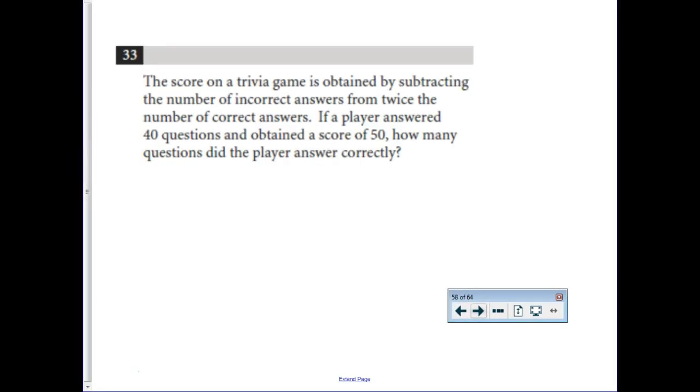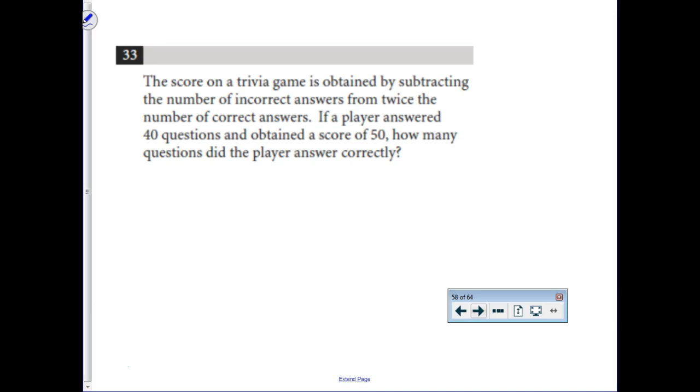The score on a trivia game is obtained by subtracting the number of incorrect answers from twice the number of correct answers. A player answered 40 questions and obtained a score of 50. How many questions did the player answer correctly? Now, you are welcome to try to guess and check your way to the right answer. I think that's an ineffective use of your time, though. Everyone always rolls their eyes at their algebra teachers when they say to set up algebra to solve this. This is a good moment why you want to set up algebra. Let's set up algebra. I want to know how many questions did the player answer correctly.